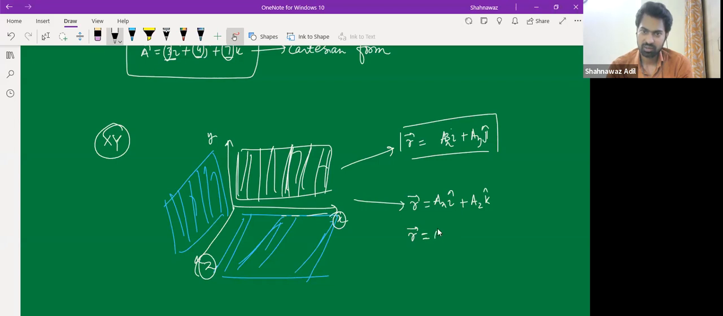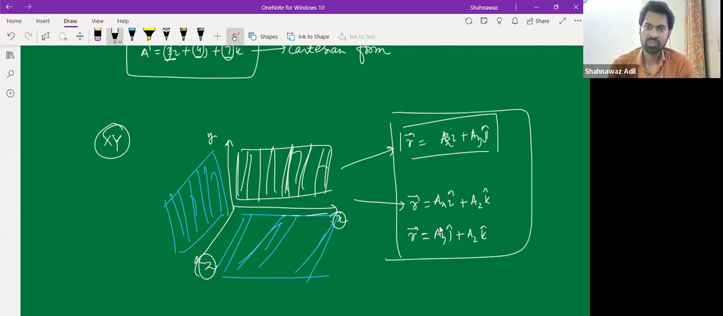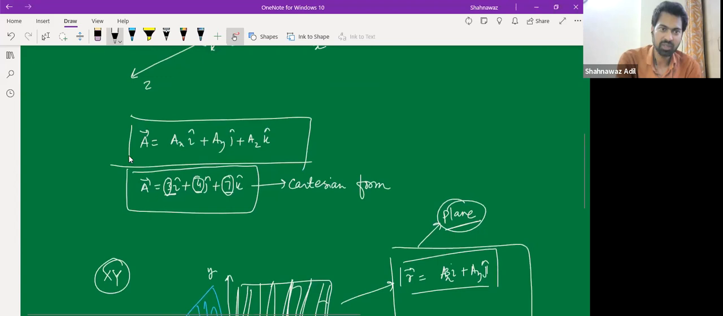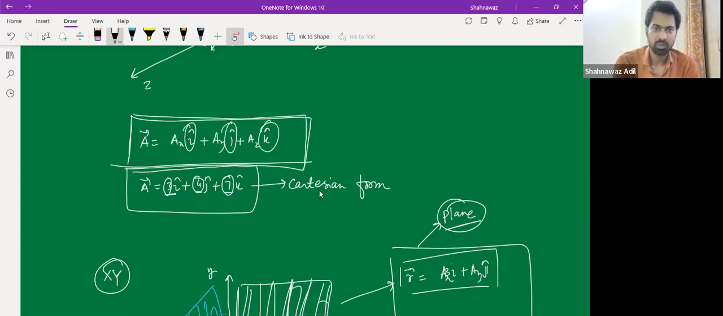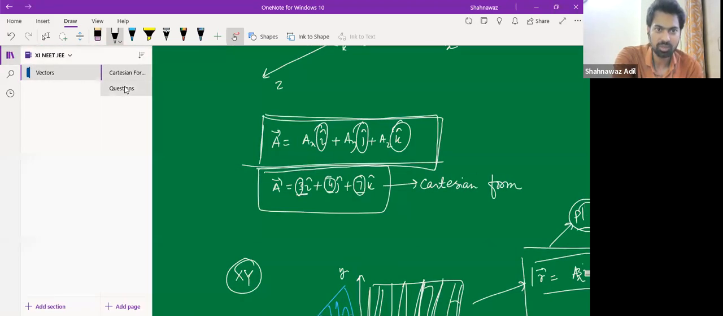Rishita, if I am in the yz plane, so what would be my vector? AY J cap plus AZ K cap. Yes, absolutely. So these are my position vectors in a plane, right? But if I am in a three-dimensional system, my position vector would consist of all the components, right? So this is the basics that we need to know to solve all these problems.